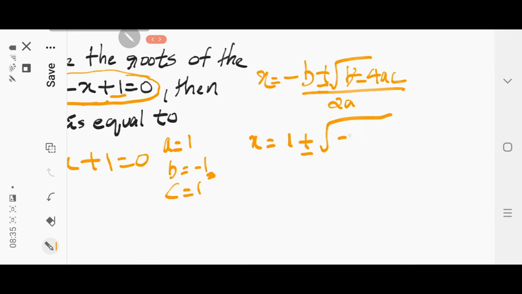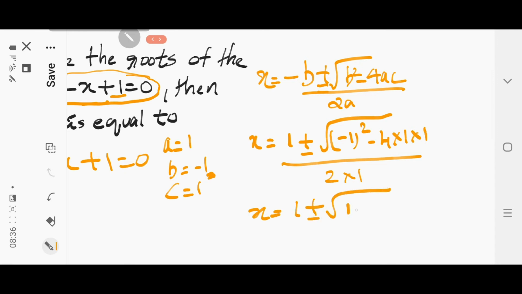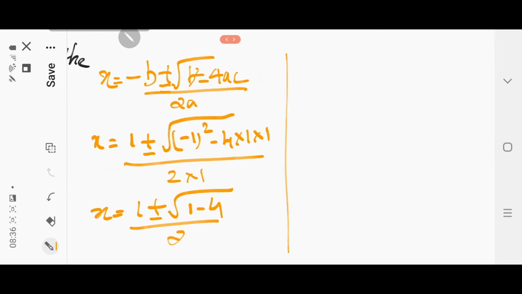B square means it is minus 1 the whole square, minus 4 into 1 into 1, the whole divided by 2 into 1. That means x is equal to 1 plus or minus root of (minus 1)² is 1, minus 4, divided by 2. That means you get the value for x. The root of that equation is x is equal to 1 plus or minus root of it becomes minus 3, divided by 2.